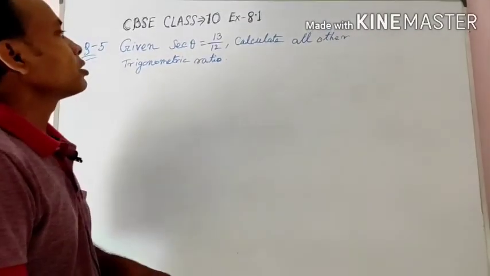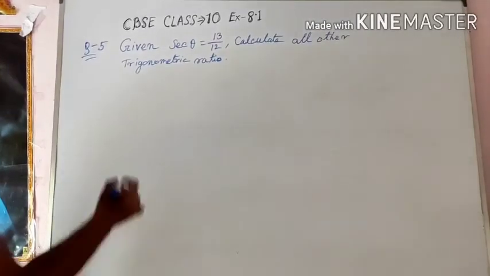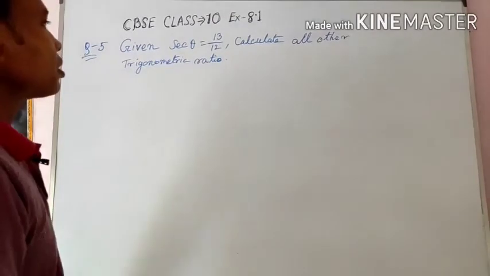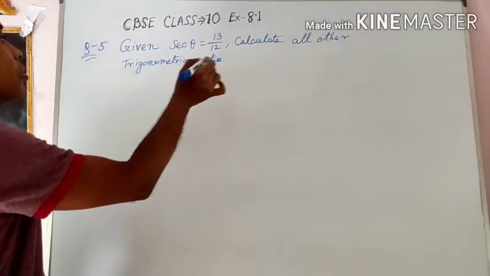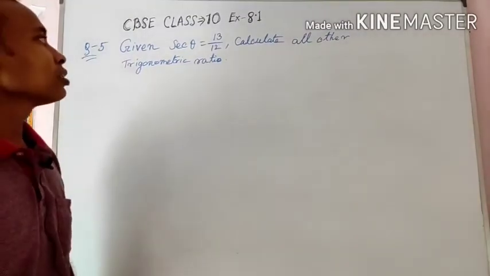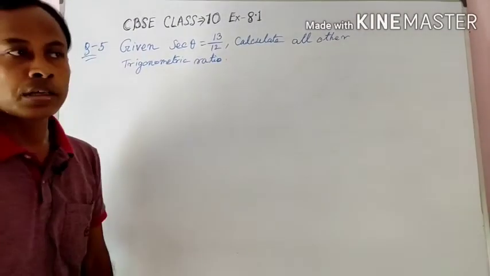CBSE class 10 exercise 8.1. Question number 5. Given sec theta is equal to 13 by 12, calculate all other trigonometric ratios. All other trigonometric ratios means sin theta, cos theta, tan theta, cot theta, cosec theta, like this.